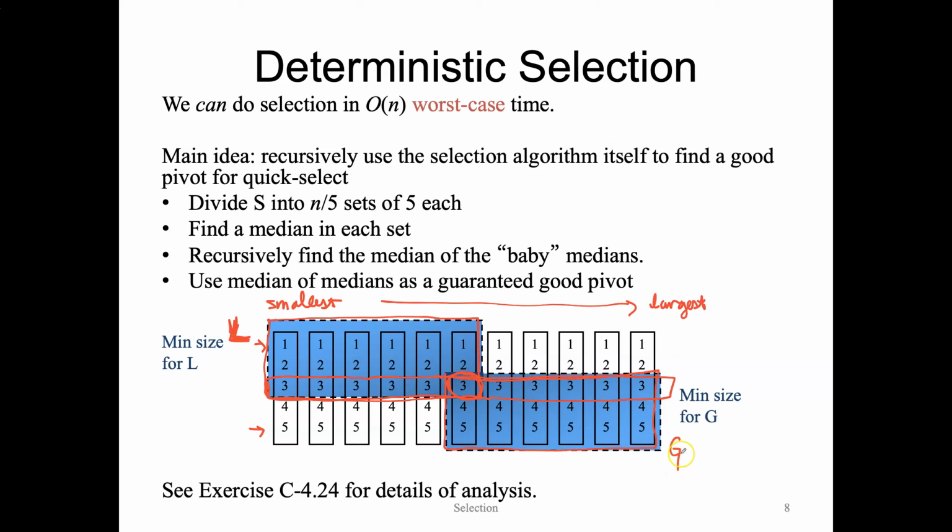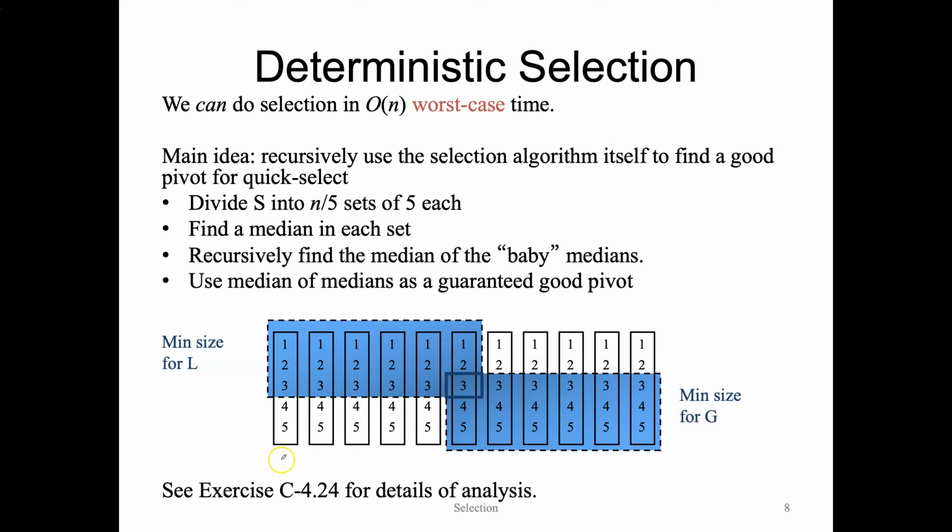Which means that since we can guarantee, for example, that we've got a quarter of elements in L, then that means G can't be larger than 3/4 size. And for the same reason, we can guarantee at least a quarter of items in G, which means we won't have more than 3/4 of elements in L. So we can use this to guarantee this is a good pivot, because we can show that L and G will be small enough. They won't be more than 3/4 the size of our original input.